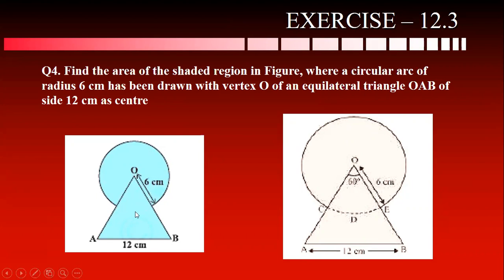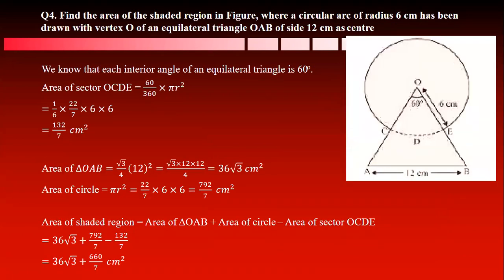Now, this particular sector that we have here, OCDE, this is common for both circle and triangle. So, we have to subtract this area and add triangle and circle in order to get the correct shaded area. So for this, first we know that for an equilateral triangle, all the angles are 60 degree. So the central angle is 60 degree for the sector.